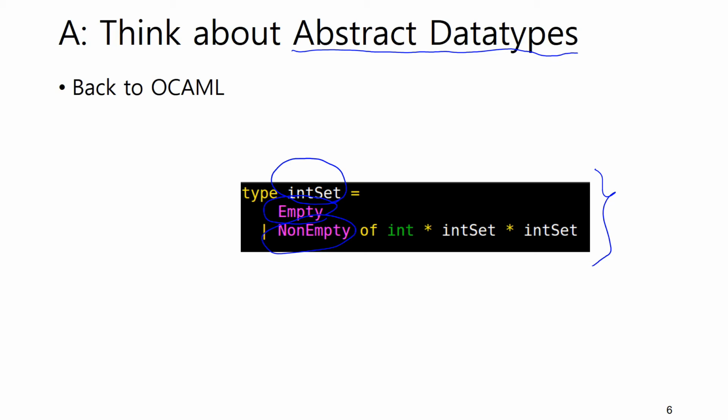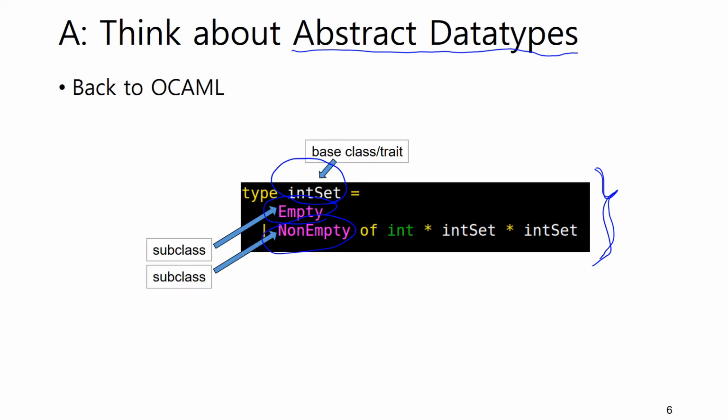And the previous code in Scala is based on this idea of defining the abstract data type IntSet. Specifically, we translated the type IntSet into a base class or trait, and we translated the two data constructors into individual subclasses. That's the way that we created these two subclasses for the base class IntSet.